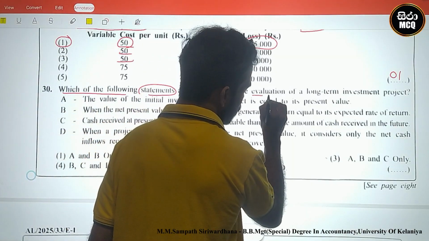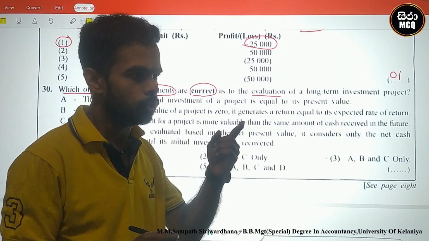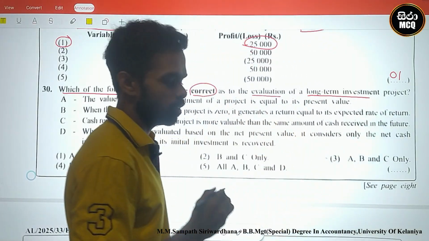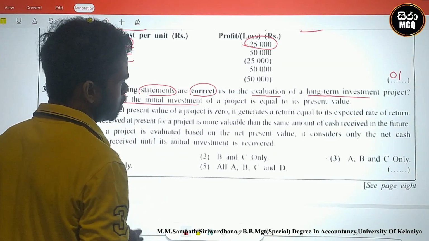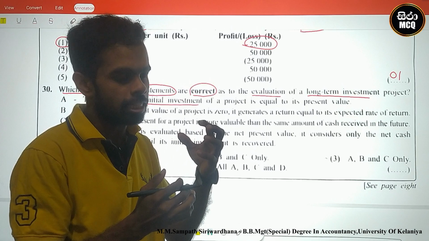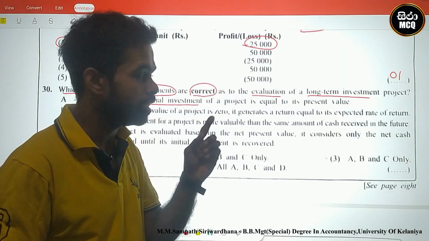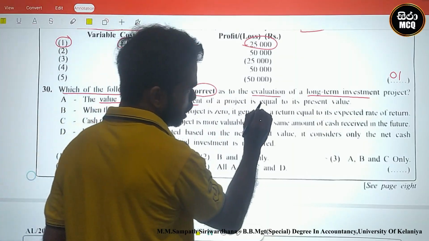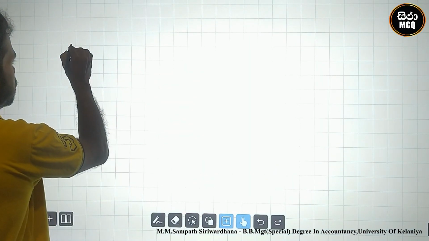As to the evaluation. Evaluation means we measure, evaluate, good or bad. Evaluation of a long-term investment project. Look here, the first one: the value of the initial investment. You know there is an initial investment. You prepared the estimated cash inflow and outflow sheet. At year 0, the value of the initial investment of a project is equal to its present value. Look here, I prepare the cash inflow and outflow statement.